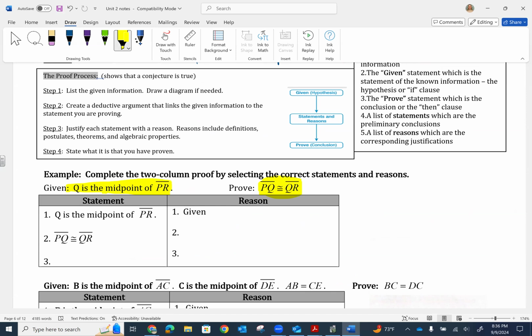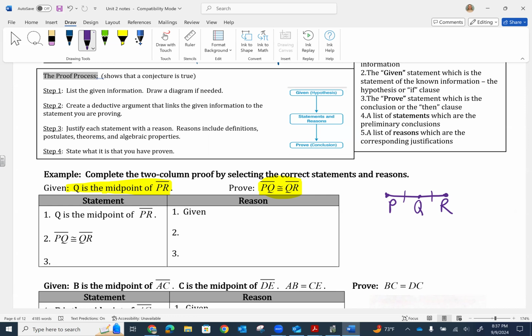Let's talk about if I know that Q is the midpoint of PR. So we can make a picture as we want to. If Q is the midpoint of PR, can we show that these two segments are congruent? Well, we know they are. Let's talk about how we would walk this direction.